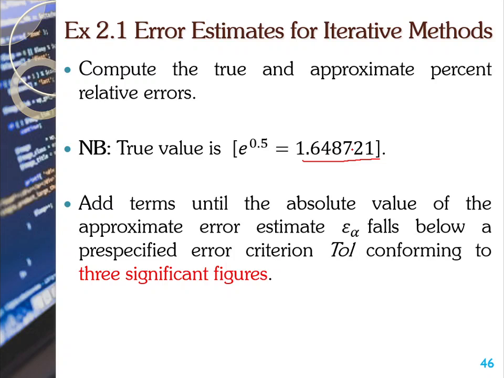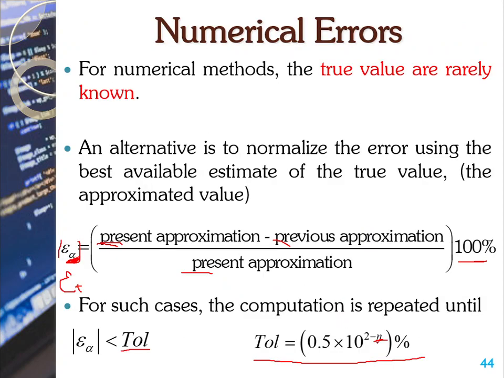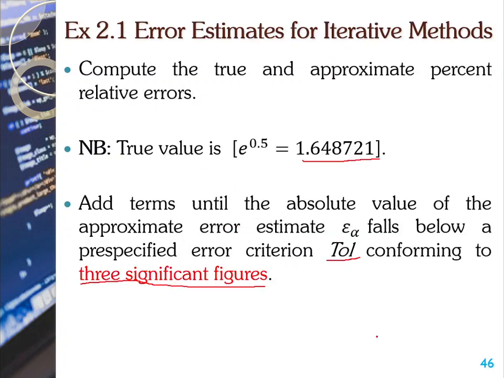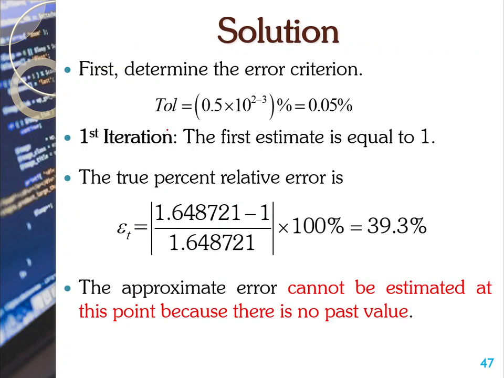and we are going to repeat this until the absolute value of the approximate estimate falls below a certain specified criteria, which is the same as our tolerance. In this case, we are restricting ourselves to 3 significant figures. So if you remember from the formula that we had earlier, to estimate our tolerance, when are we going to stop? We are going to calculate this expression based on n equal to 3, because we are dealing with 3 significant figures in this question. So let's see how we generate this tolerance.